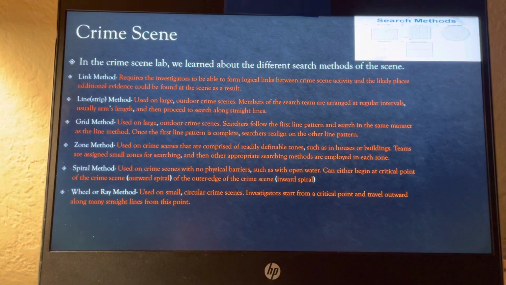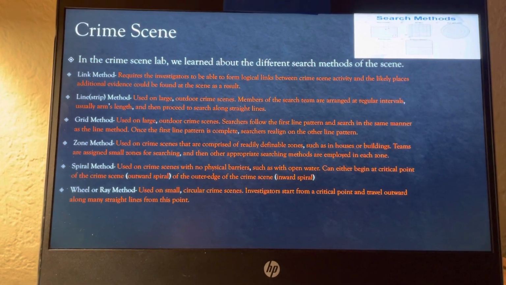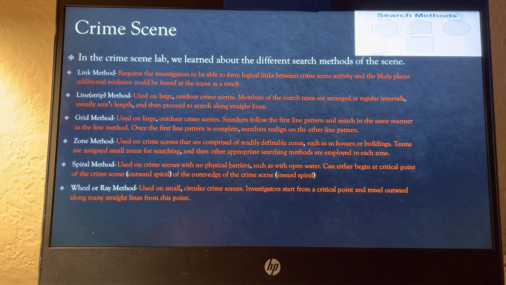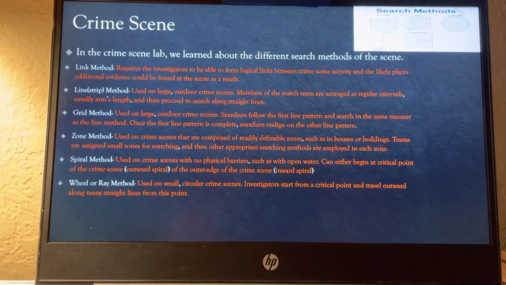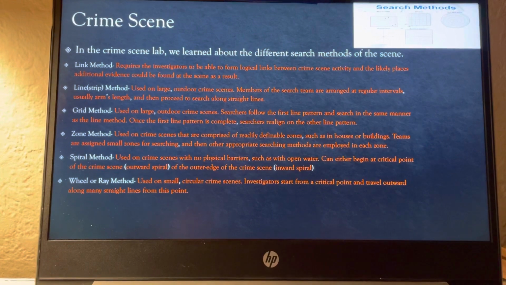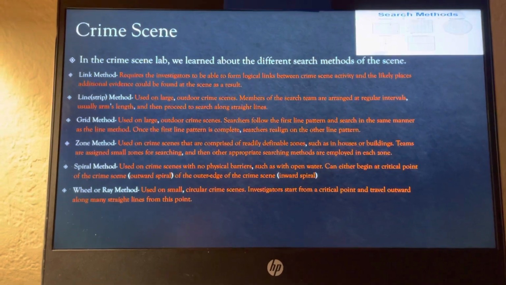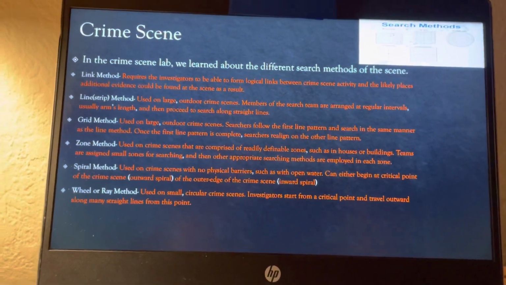Spiral method is used on a crime scene with no physical barriers, such as open water. It can either begin at the critical point of the crime scene, outward spiral, or at the outer edge of the crime scene, inward spiral.